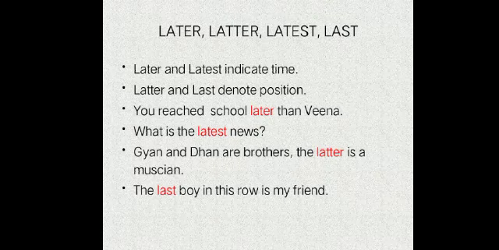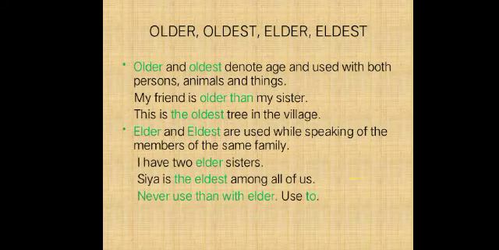Once again, the latter. I'll say, Gyan and Dhan are brothers. The latter is a musician. So when you see such a sentence, if you don't know the meaning of latter, you will not be able to understand whom latter denotes, Gyan or Dhan. So you have to understand that when two persons are given like this, and in the sentence latter is used, it shows the second one.